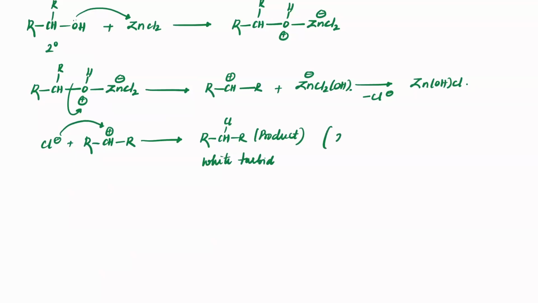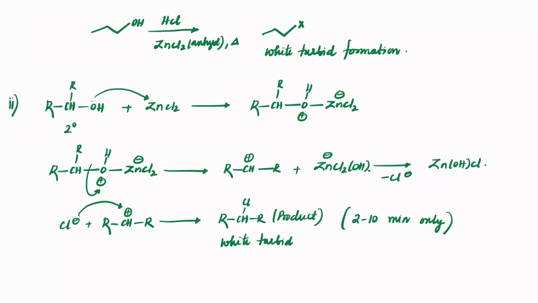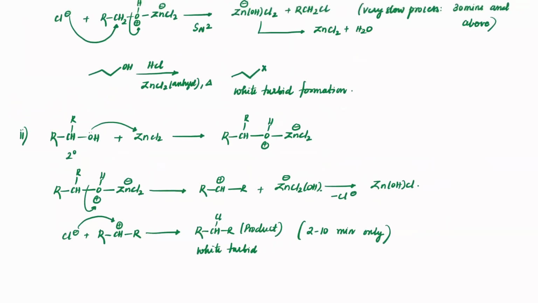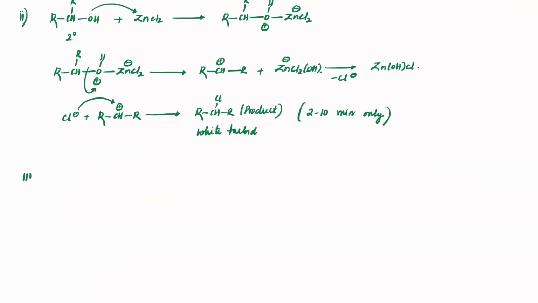And you know what? This will happen between 2 to 10 minutes. This reaction will finish in 2 to 10 minutes. But if it is tertiary, tertiary will happen instantly. So suppose if you have an alcohol like this, and then you are using HCl in the presence of ZnCl2, it will give an instant turbid here. So this will also be white turbidity, correct? And this will be instantaneously.